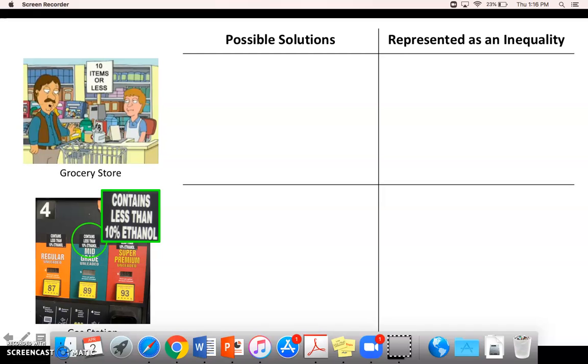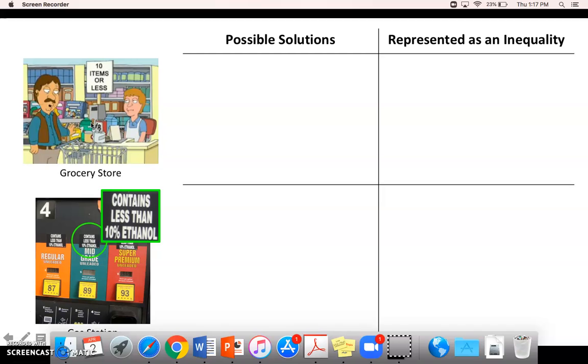What do you notice about these two pictures? So they both involve 10. When you look at the picture of the grocery store, we've seen this before, right? Some version of this. So it says 10 items or less. And so we think about who can get in that line. We call who can get in that line the number of items they have possible solutions.